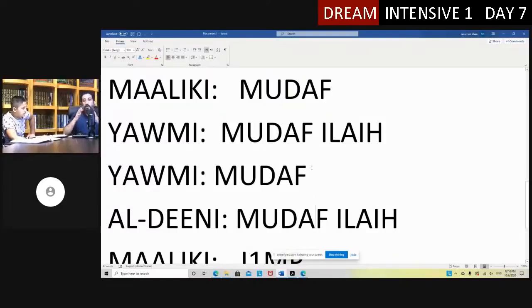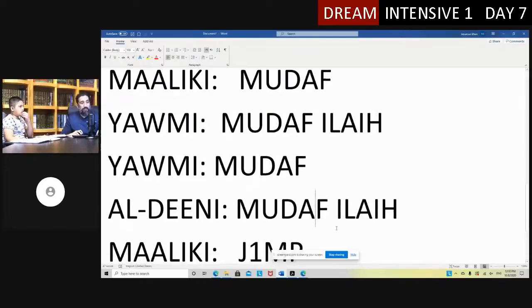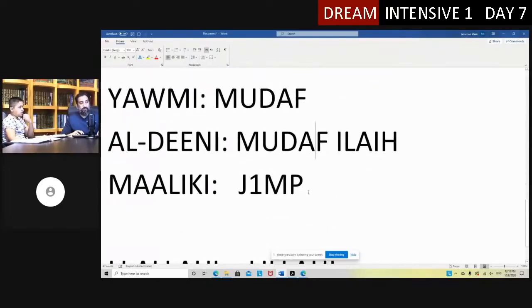By the way, when you translate, what goes between a mudaf and a mudaf ilayh? Of. Owner of the day of judgment. That's why there's ofs. The owner of the day of judgment. What are the four properties of Maliki? Jar, one, masculine, proper.